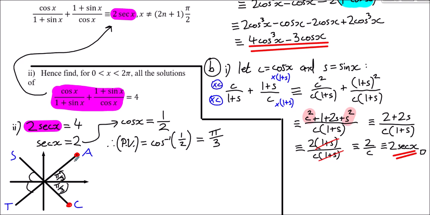So the first solution, pi over 3, we've got. The next one would be in the cosine quadrant, but because we want positive values only, we need to go all the way around from here. So it's all the way around like so, almost a full circle, almost 2 pi. So this one here is 2 pi minus pi over 3, which is 5 pi over 3. So therefore, x equals pi over 3 or 5 pi over 3.